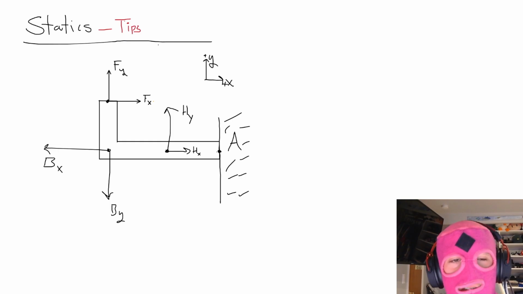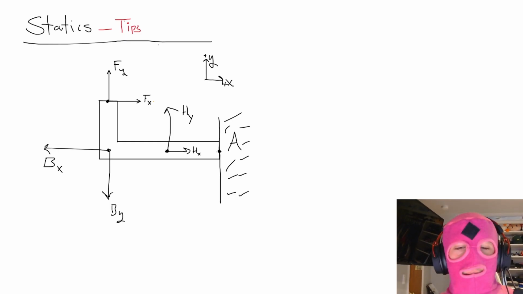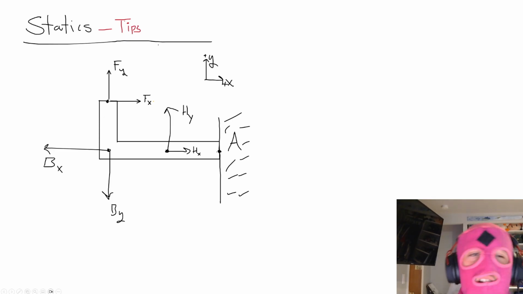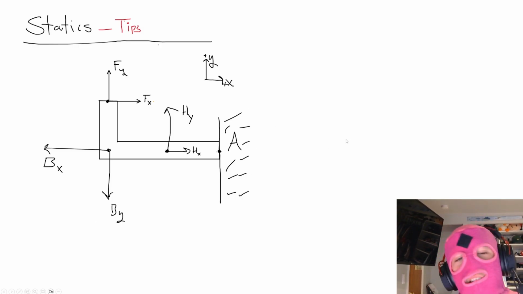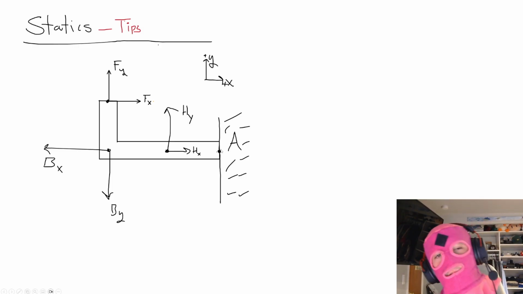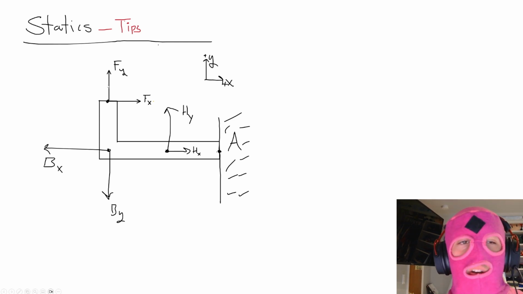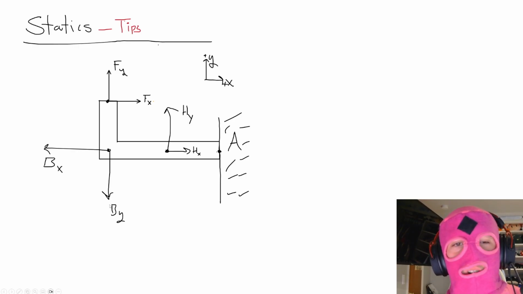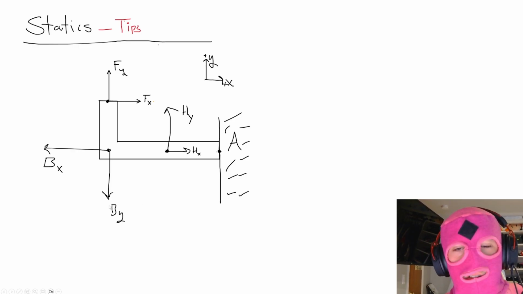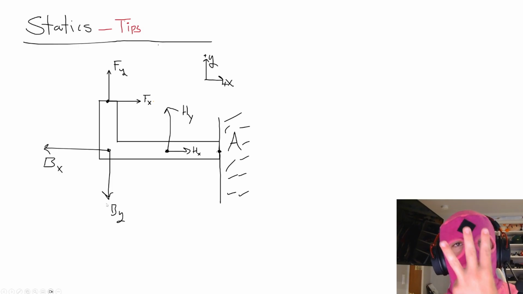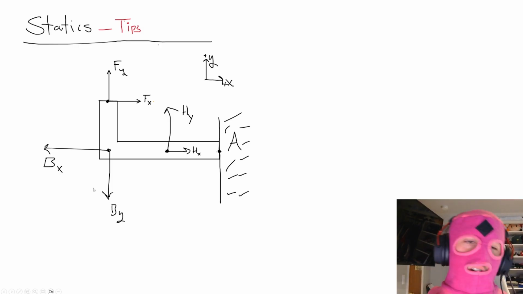I'm not solving this, but if you had to choose a point for your moment, where would you choose? Let's say F is given and the rest are unknown. Well, if I choose a point at A, I'm going to have moments from Fy, Fx, Hy, By. That is 4 variables right there. How many equations do I have? 3. Bad point. Boo. Out of here with that.